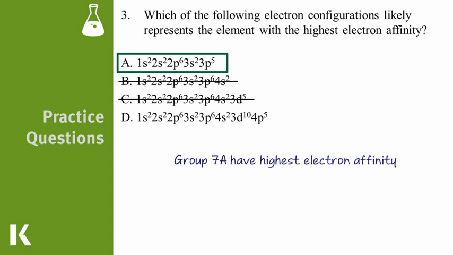We can eliminate B and C because these electron configurations are not of the halogens. Now recall the trend that electron affinity decreases as we move down a group. We can eliminate D because there are more energy levels in this atom, and therefore it is found further down the group than the atom represented by answer choice A. Excellent work if you got those questions correct.